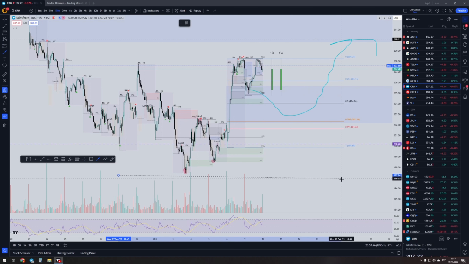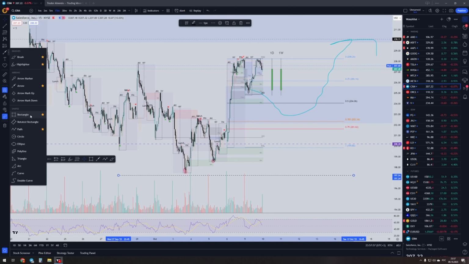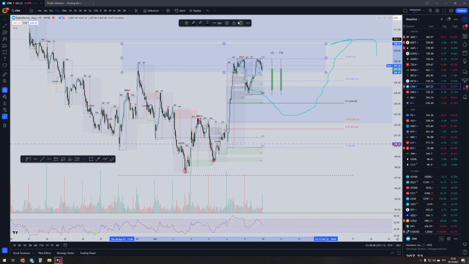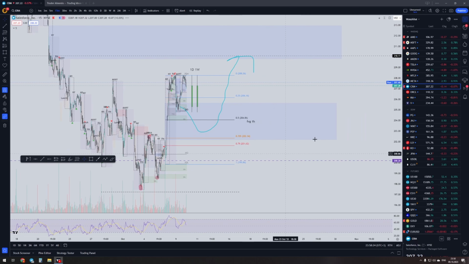Arrow, if you want to draw a line that will be on a specific level, you can use it as well. Rectangle, to mark fair value gaps or support, resistance zones, depending on the strategy you use, like this, right? You can also play around with settings, and write some text, for example, fair value gap, 1 hour, inside, in the center, right? So we will have this fair value gap in the center.